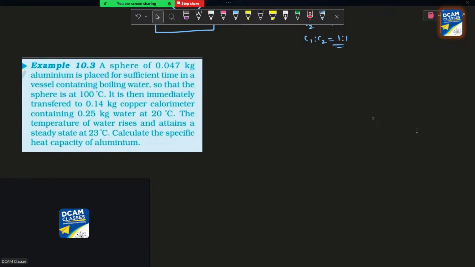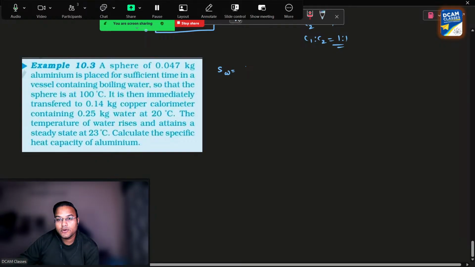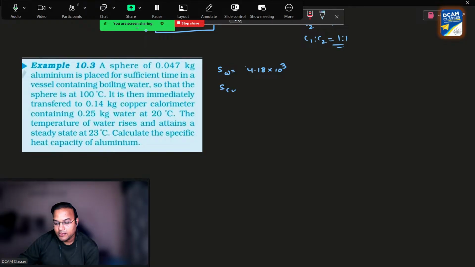So what is the specific heat capacity of copper? It is not given in the question. They should have given it. Wait, let me give you the value. For water it is 4.18 into 10 power 3. Copper also they should have given, no? It's not given here. Let me write it. The specific heat capacity of water is 4.18 into 10 power 3, and for copper it should be 0.386 into 10 power 3. This value they should have given.